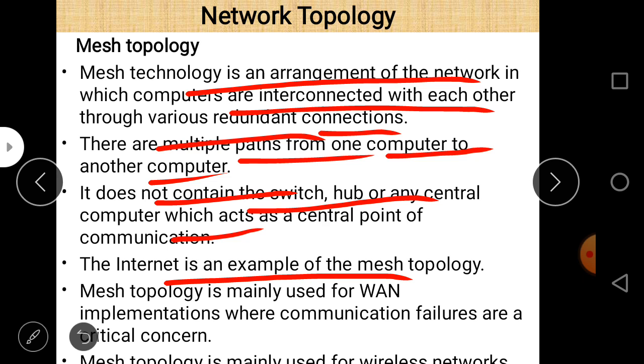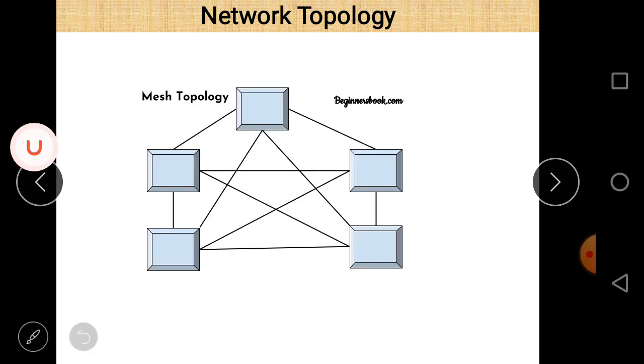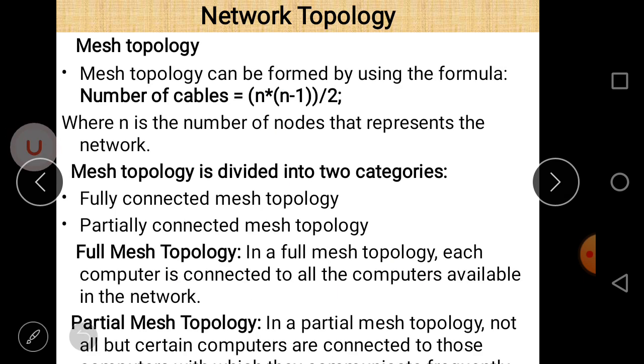And mesh, because the internet is a network of networks, and mesh topology is similar, mainly used in WAN, wide area network, and in implementations where communication failures are a critical condition. Mesh topology is also mainly used for wireless networks. So it is basically used for wireless networks. Again, this is a formula.